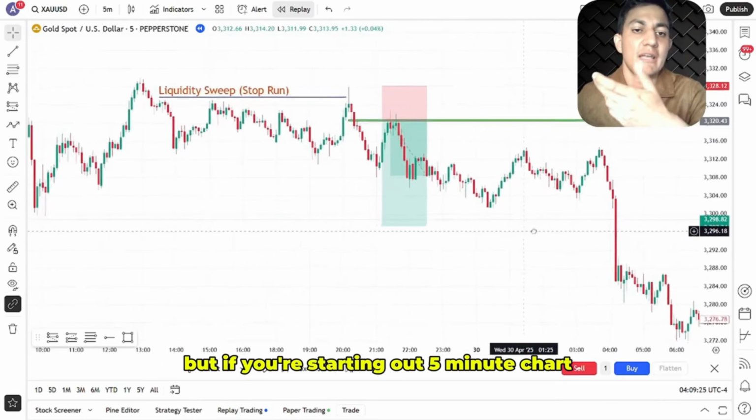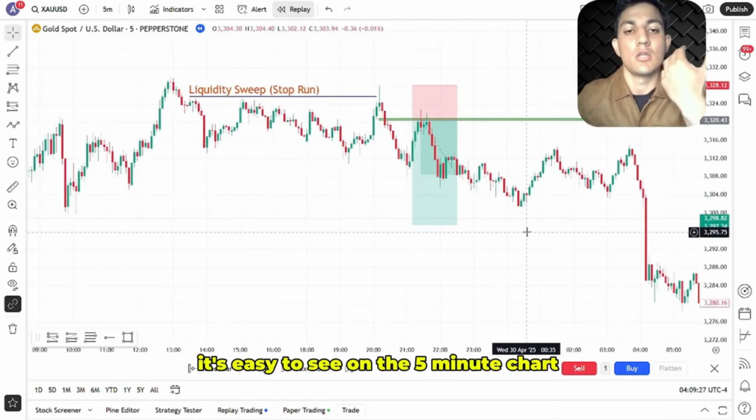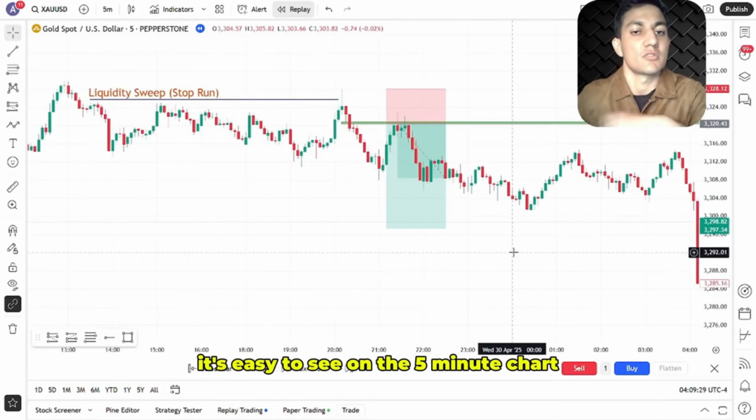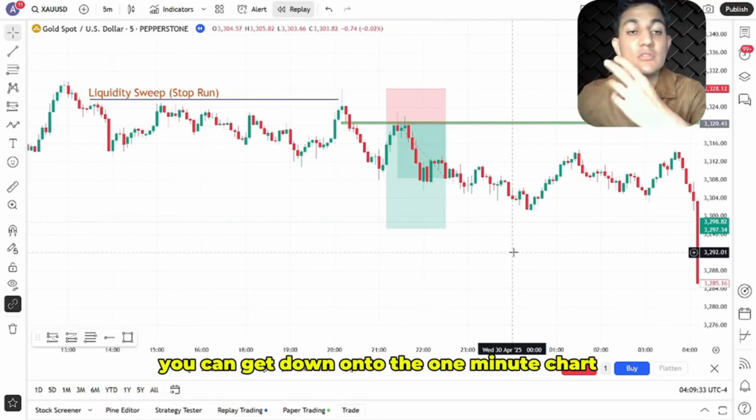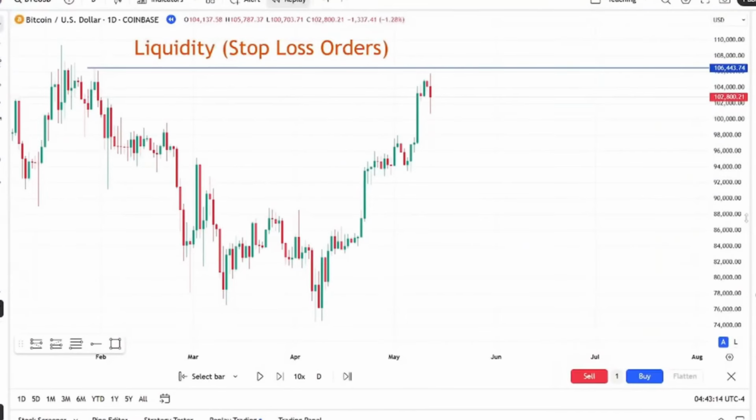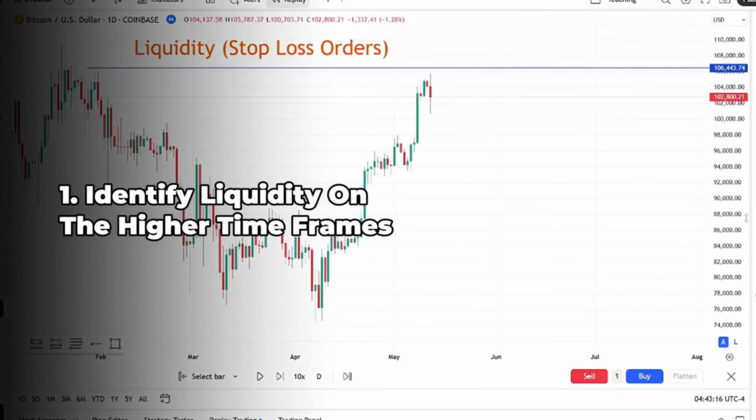But if you're starting out, the 5 minute chart is easy to see on, and with more experience, or if you want a tight stop loss, you can get down onto the 1 minute chart. Okay, so the first step in this process is we identify liquidity on the higher time frames.